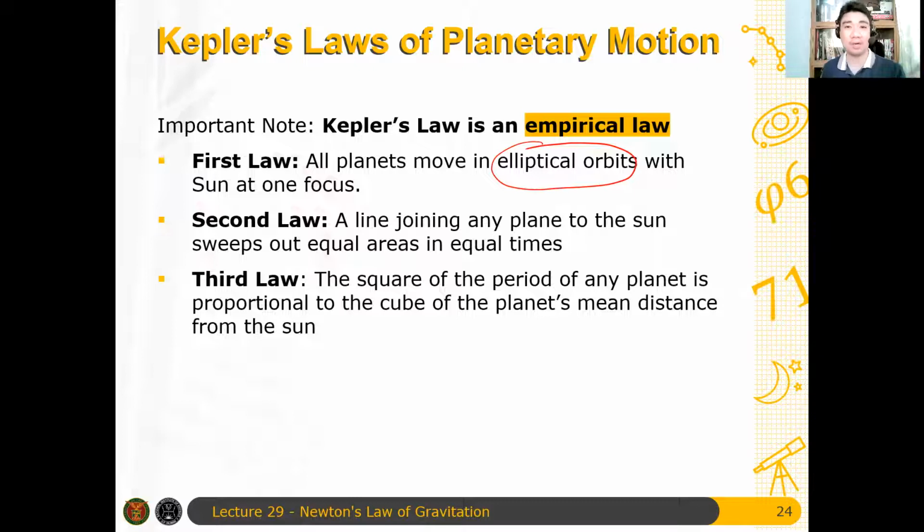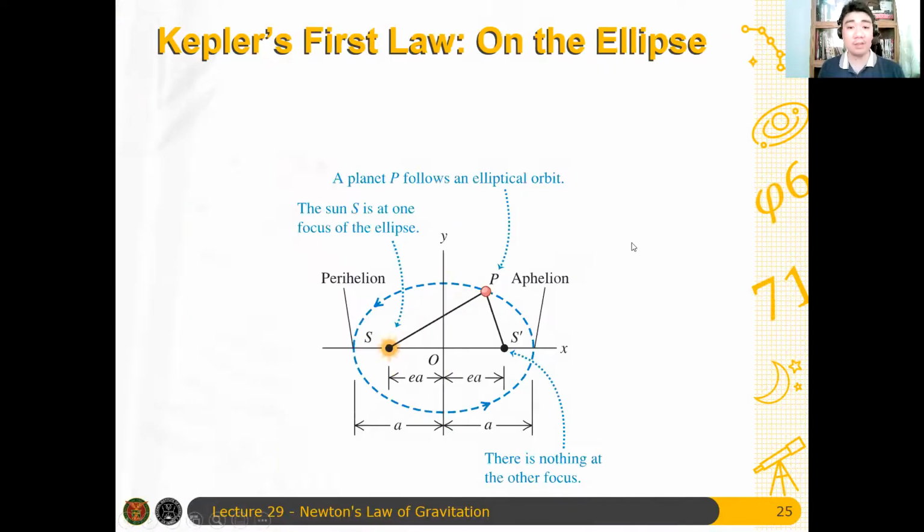The third law is the most important for us today. Okay, let me just reiterate these three laws of planetary motion. So the third law states that T squared equals C R cubed. I'll explain more on that as we go along. So the first law is on the ellipse.